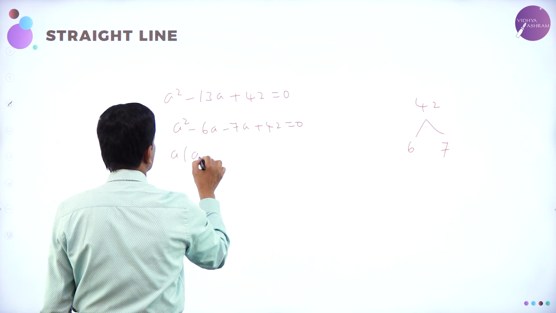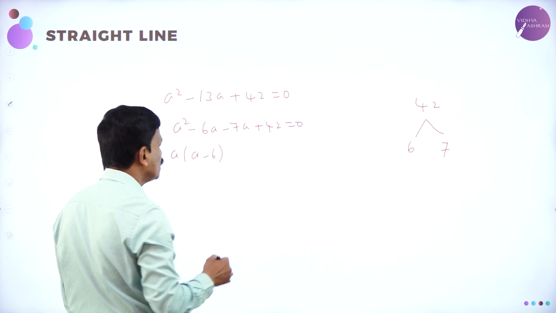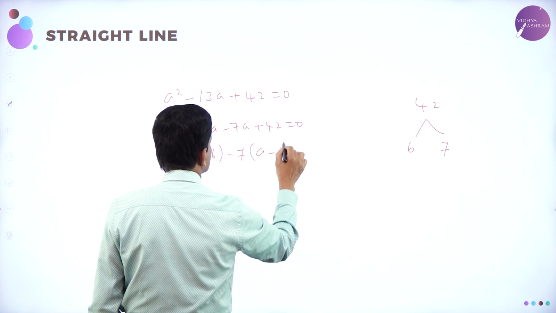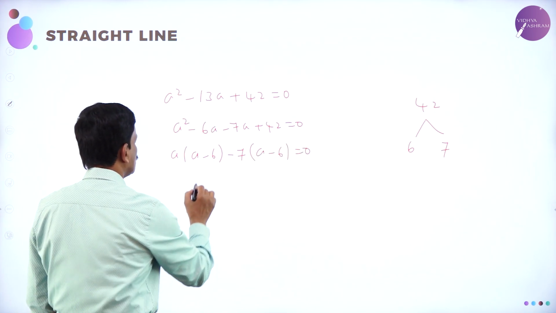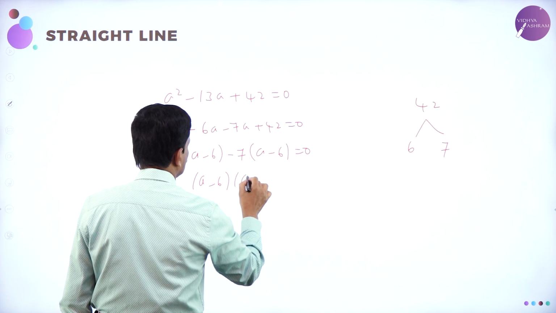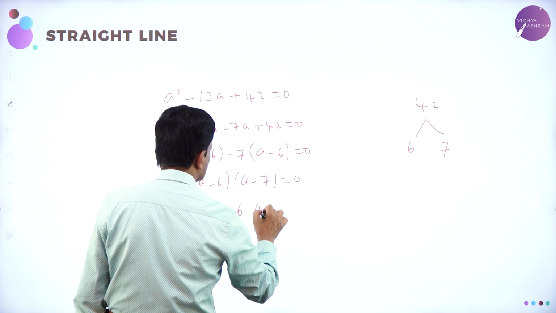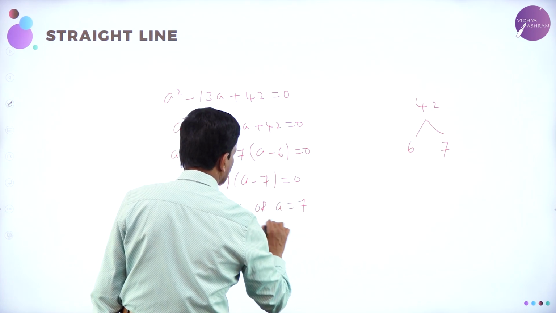Here you can take a common factor. A is a common factor in the first two terms, giving A into A minus 6, and minus 7 is a common factor in the last two, giving minus 7 into A minus 6, is equal to 0. So, this is A minus 6 into A minus 7 is equal to 0. Therefore, A is equal to 6 or A is equal to 7 are the values.